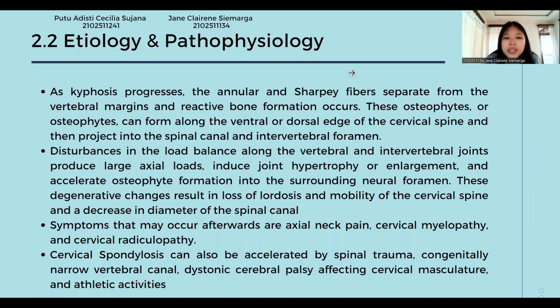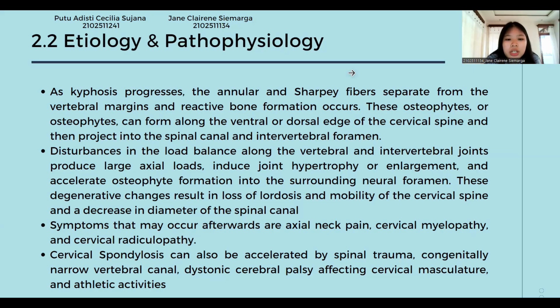As spondylosis progresses, the annular and Sharpey fibers separate from the vertebral margin and reactive bone formation occurs. These osteophytes can form along the ventral or dorsal edge of the cervical spine and then project into the spinal canal and intervertebral foramen. Disturbance in the load balance along the vertebral and intervertebral joints produces large axial loads, induces joint hypertrophy or enlargement, and accelerates osteophyte formation into the surrounding neural foramen.